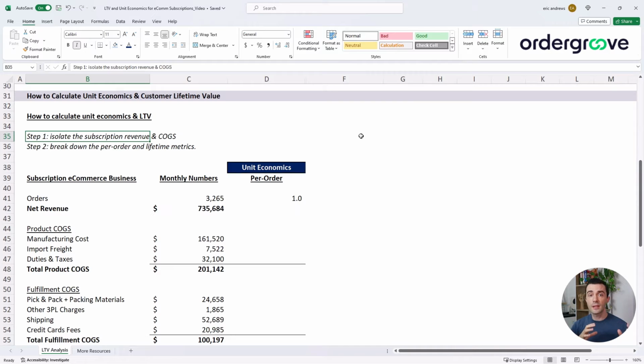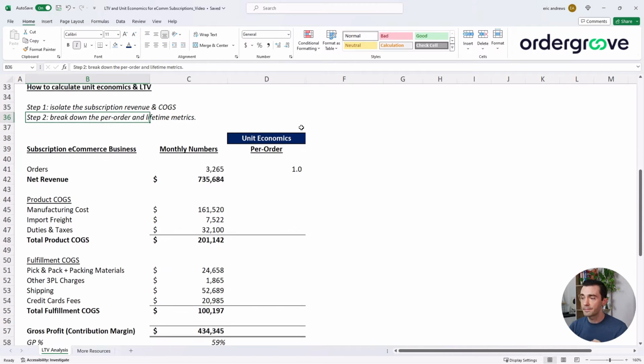Certain businesses are subscription first, meaning they're totally direct to consumer, 100% subscription businesses, and certain businesses have a non-subscription and subscription component. So we want to just break out the subscription business itself and all of the COGS for the subscription business. And then we need to take those numbers and convert them into per order and customer lifetime metrics.